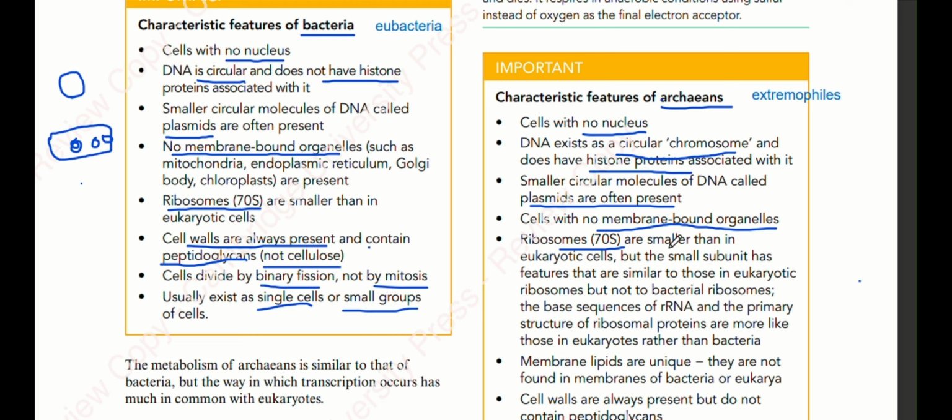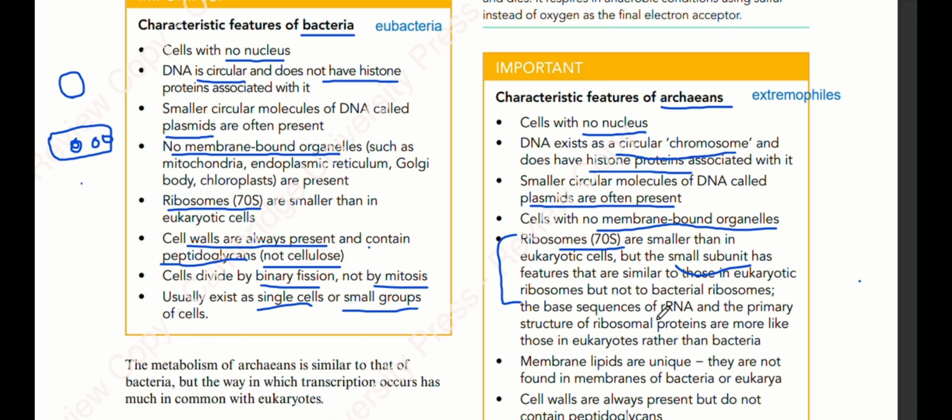They are smaller in size, but the very interesting thing is the small subunit of the ribosome is more similar to eukaryotic ribosomes. It's not matching with the bacterial ribosome. So if you see this ribosome point, which is actually 70S, it is a characteristic feature where half of it is matching with the bacteria domain, and the other half is matching with the eukarya domain. So very interesting.